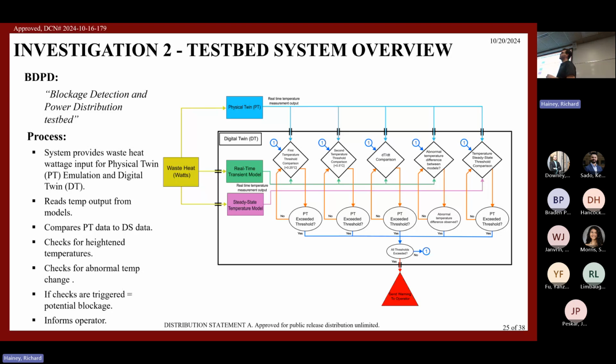Well, inside the digital twin, there's two different models. You've got the real-time transient model, which just models the physical system in real time, subject to changes as it progresses in time. And you also have the steady-state temperature model, which essentially just gives you the highest expected temperature that the coolant or heater block will attain based on the heat input that you have set it to.